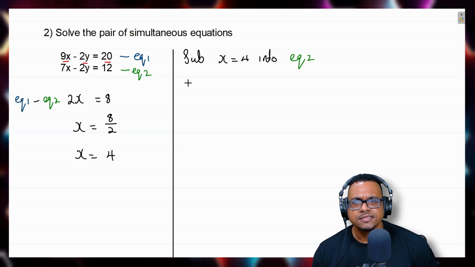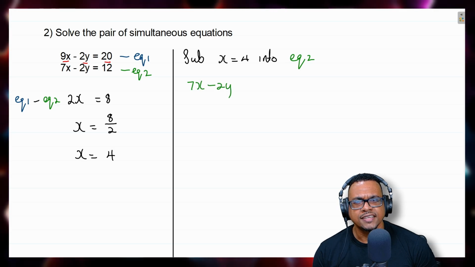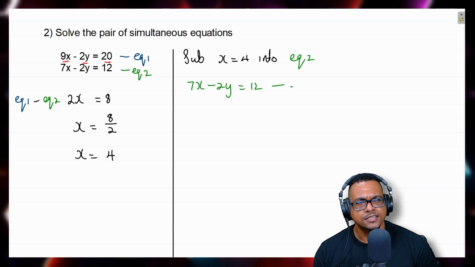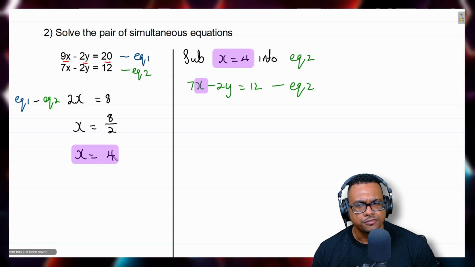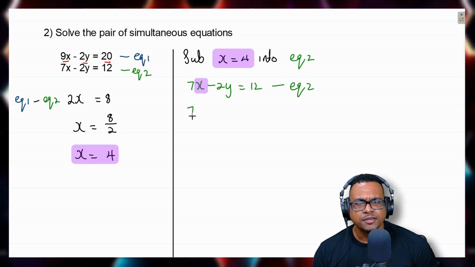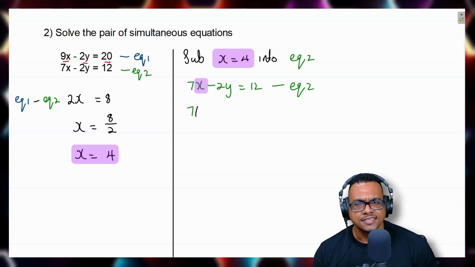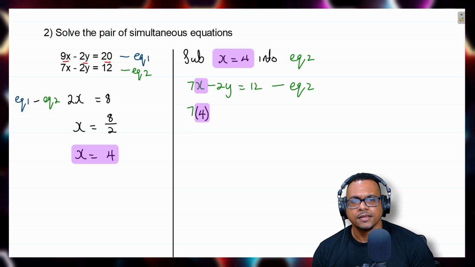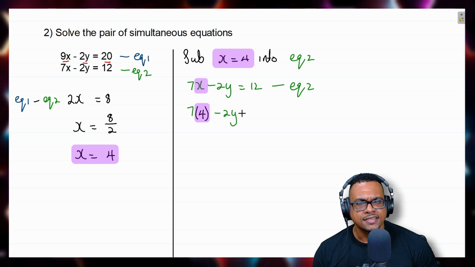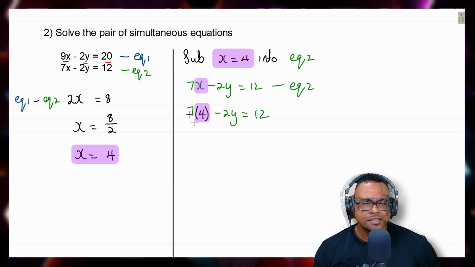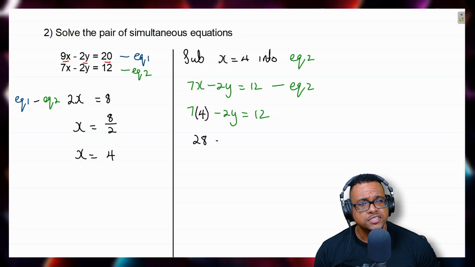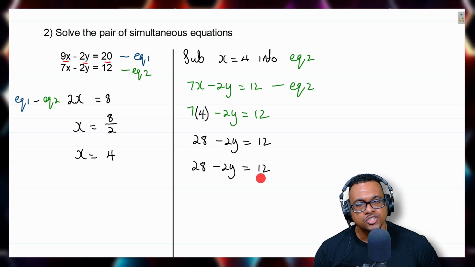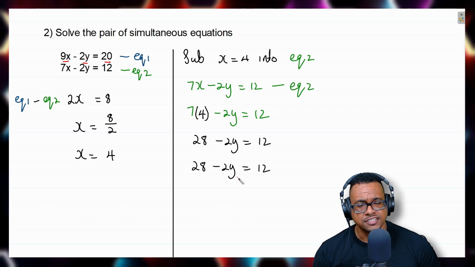So equation 2 reads 7x take away 2y is equal to 12. That's equation 2. And of course, where we have the x, we're replacing that with 4. So we have 7 multiplied by x, and x is 4. Take away 2y is equal to 12. So 7 4s are 28, so we have 28 here. Then write the rest of the equation, which is take away 2y is equal to 12. Okay, so I just duplicated this line to show how I'm going to do the transfer.